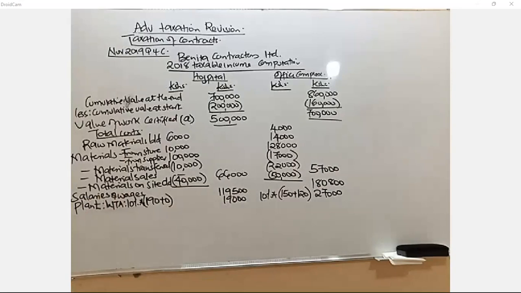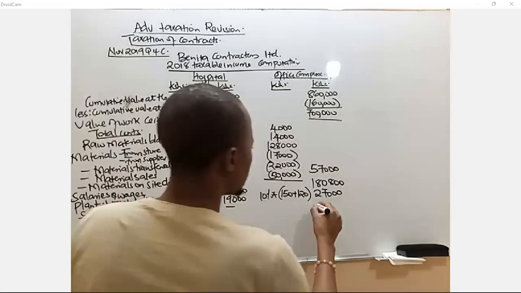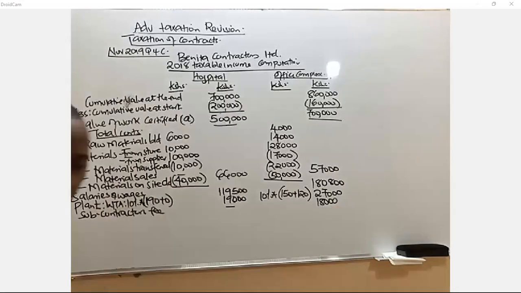Allow me not to tie up the cost of work done. We shall get back there. Let me go to the transactions which took place during the year. I think I'm done with the materials. Plant purchased, I'm done with it. There is a subcontractor's fee. Here we don't have, but on the other side, we have around 18,000.